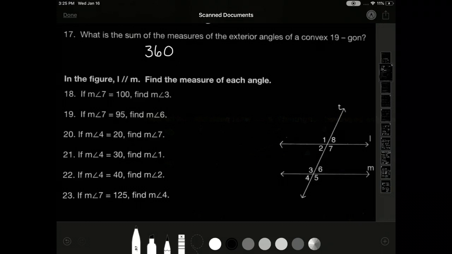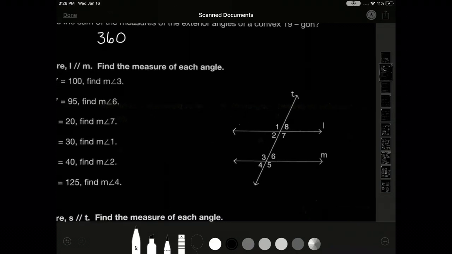For the next section, we have parallel lines cut by a transversal. In this one, it says L and M are parallel, and we want to find all of these angle measures based on what we're given. For 18, it says the measure of angle 7 is 100, and we want to find 3. So here's 7, and here's 3, and there's our letter Z, which means they are alternate interior, which means they are congruent. So angle 3 is also going to be 100.